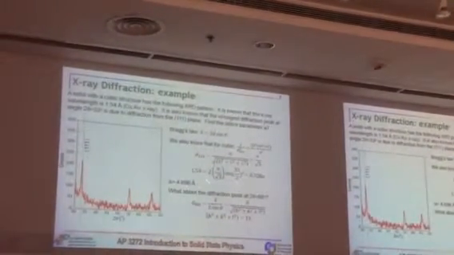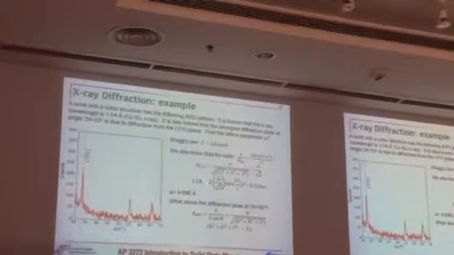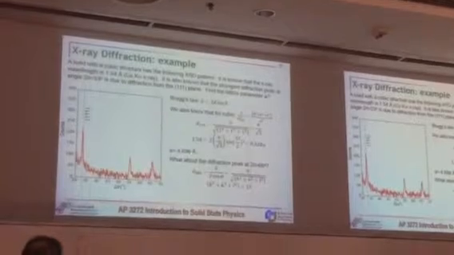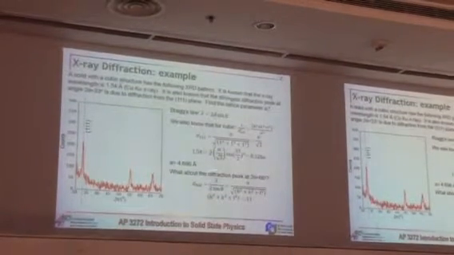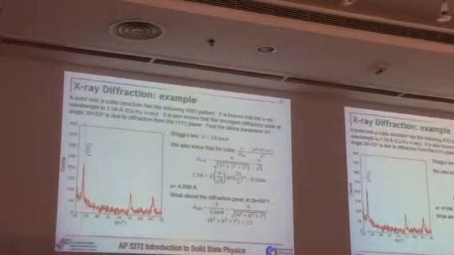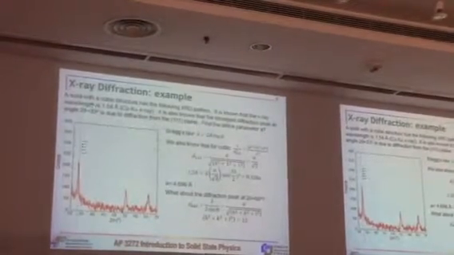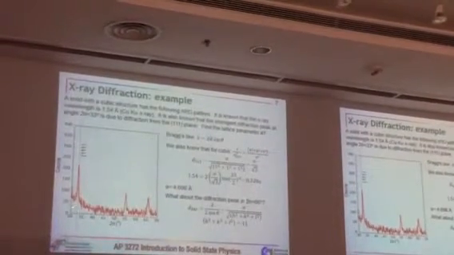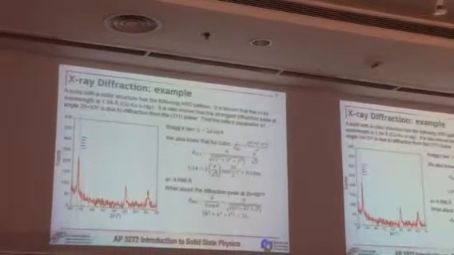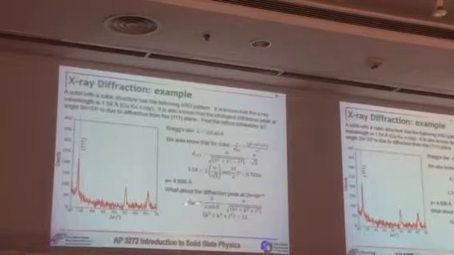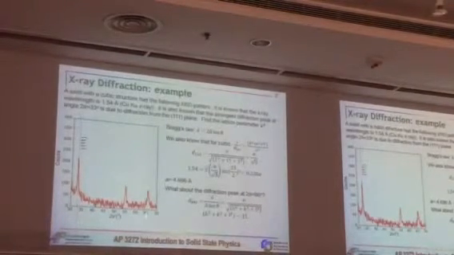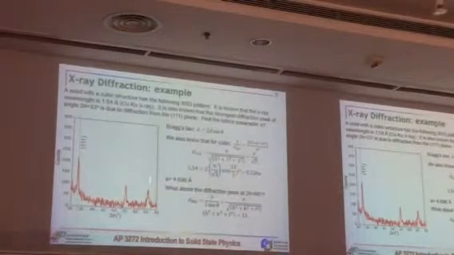So now you can calculate A to be roughly 4.7 angstrom for this cubic material. This is how you calculate, from a diffraction peak, what the lattice parameter is. Now, the next question is, what about the diffraction peak here, the 66 degrees? There are 2 more, right? So what is this one?